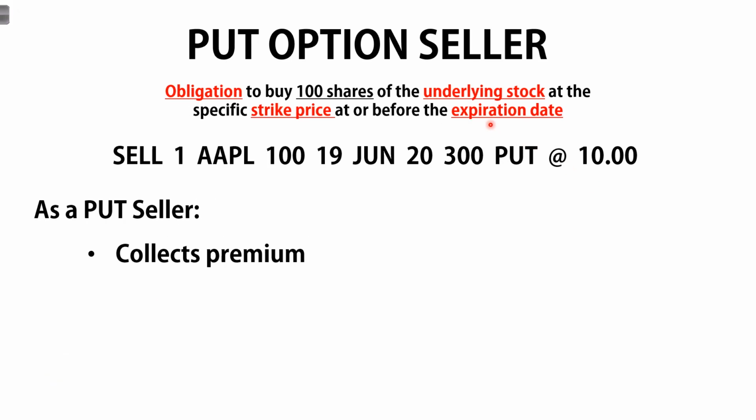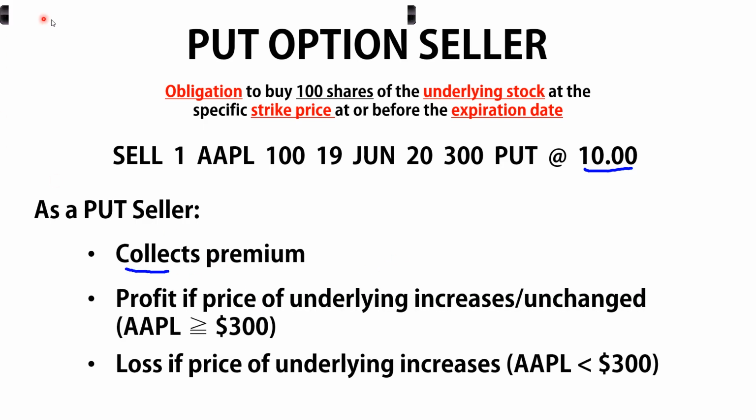If so, how does a put seller profit? The seller profits from collecting the premium paid by the buyer. As a buyer, you pay a total of $1,000 in premium. As a seller, you get to collect this premium. And you profit when the buyer doesn't exercise his option. This happens when the stock price stays at or rises above the strike price. And at expiration, you get to keep all the premium and the put option expires worthless. Inversely, if the stock price falls below the strike price of the contract, you would have incurred a loss.